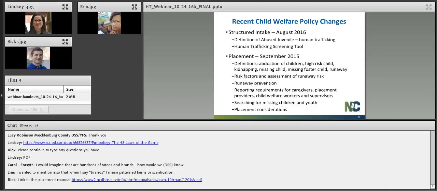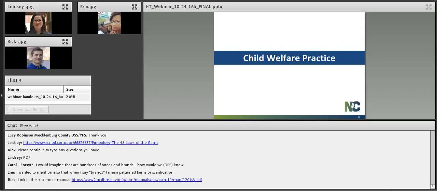Going forward, we're looking at addressing trafficking in assessment policy, and those changes should be coming probably sometime next year, and likely there will be an opportunity for counties to engage in that process as we develop policy for that area. So I want to go ahead and move on to practice so that we don't get too far behind.